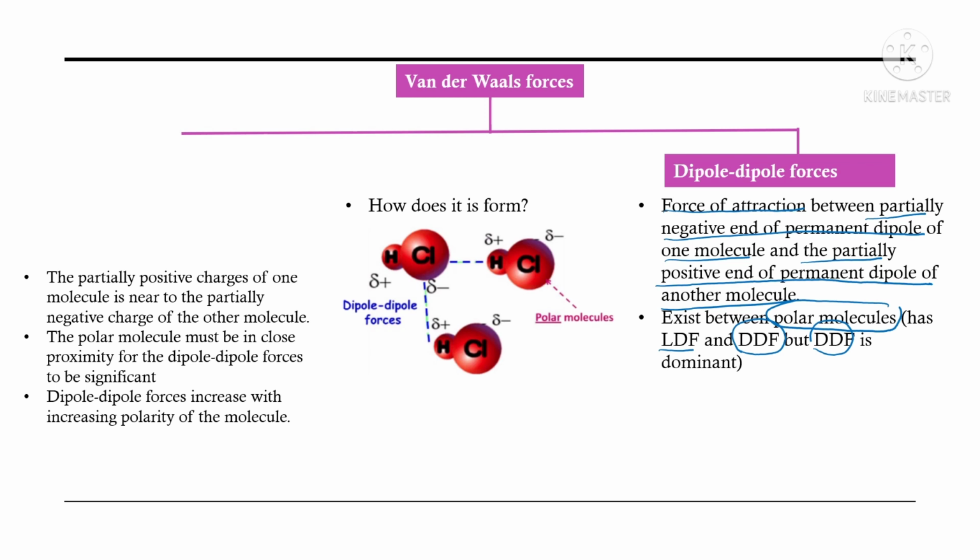So how could dipole-dipole forces be formed between polar molecules? For a polar molecule, due to one atom being more electronegative than another atom, the end with the more electronegative atom will permanently be partially negatively charged, and the end with the less electronegative atom will permanently be partially positively charged. And therefore, in a polar molecule, there is a permanent dipole.